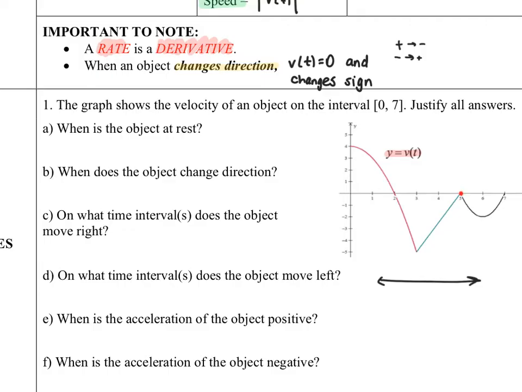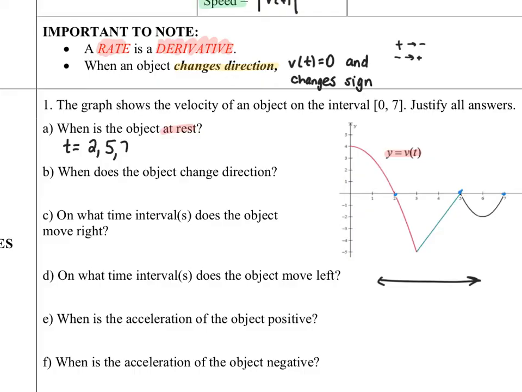At t equals 5, it stops momentarily, but then continues in a leftward motion. So in this first question, it wants to know when the object is at rest. And I know that an object is at rest when the velocity equals 0. I can look at my velocity graph and I see that happens in 3 places: here at 2, here at 5, and here at 7.